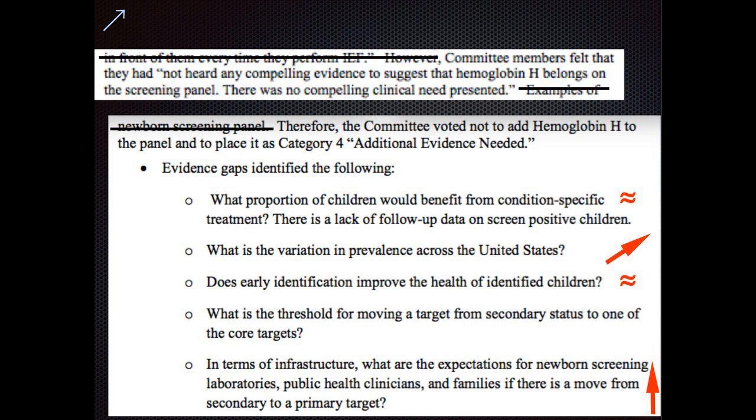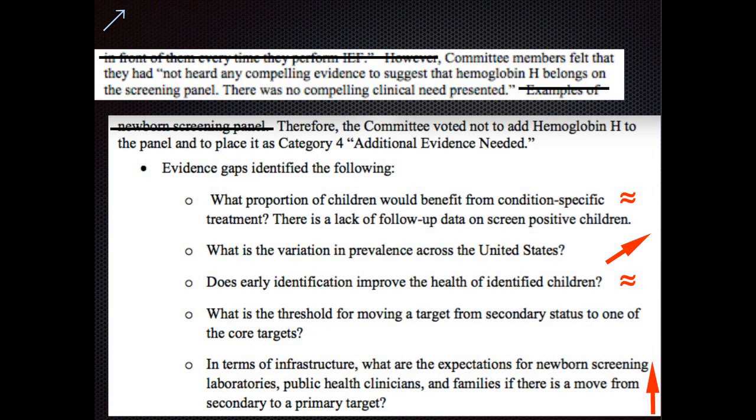So what were they looking for? Well, one was what proportion of children would benefit from condition-specific treatment. Where do we stand? Well, there's some more data, but not a lot. They asked what the variation in prevalence across the United States is, and there's more data for that. They asked, does early identification improve health of identified children? And I'll go over this, and there's some data for that.